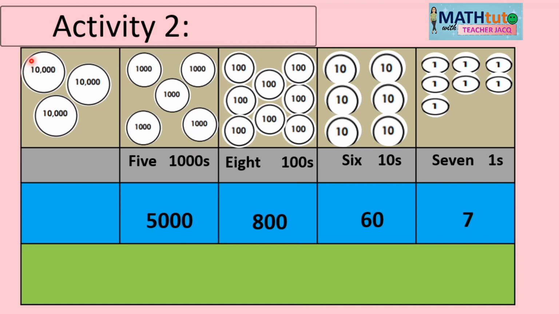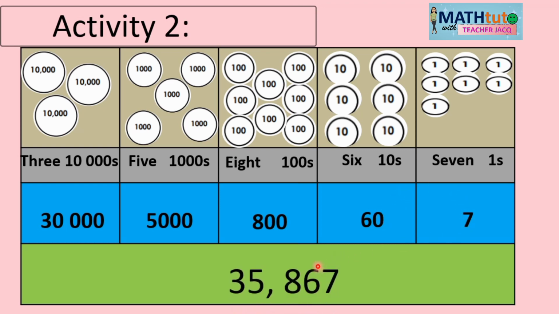And in 10,000s place value, we have 1, 2, 3. So 3 10,000s is equal to 30,000. 30,000 plus 5,000 plus 800 plus 60 plus 7 is equal to 35,867.